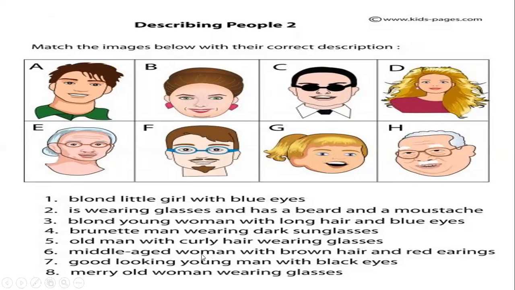Number six, middle-aged woman with brown hair and red earrings. Letter B. Letter B, right. Good-looking young man with black eyes. Good-looking. Dijimos que el good-looking era para caballero, ¿verdad? Young man. Letter A. Eyes. Yes, dice black eyes. Ajá. Good-looking, sí. A merry old woman wearing glasses.